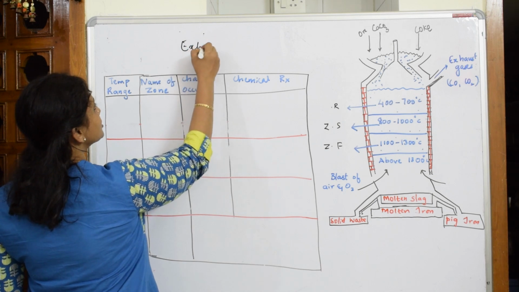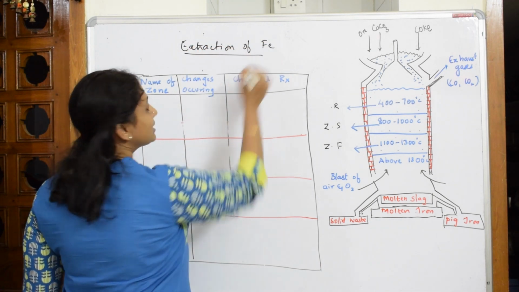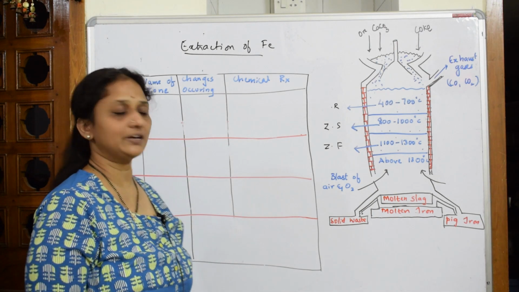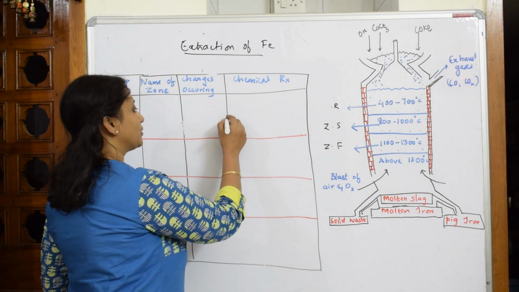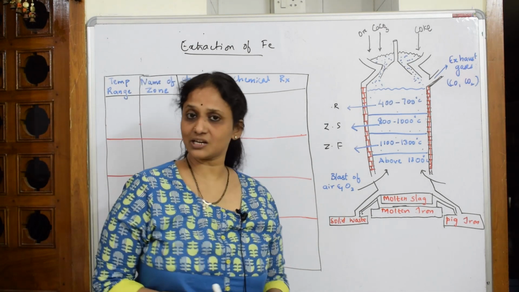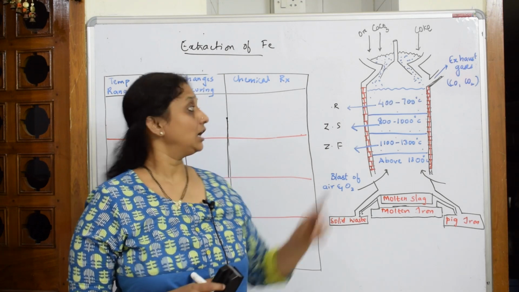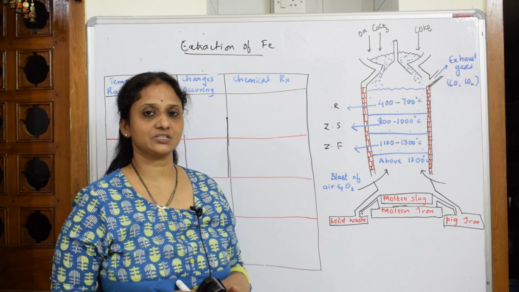So for that extraction of iron, directly the question is given: write the extraction method of iron. You are supposed to write the heading, the table, and that diagram. Okay, diagram is also not required, but you should remember the temperatures. Now basically the extraction of iron is done in a long cylindrical blast furnace. Let us see the parts of the blast furnace first.